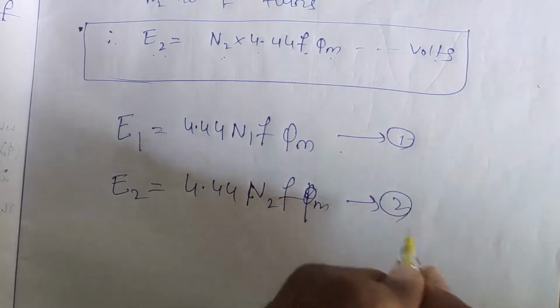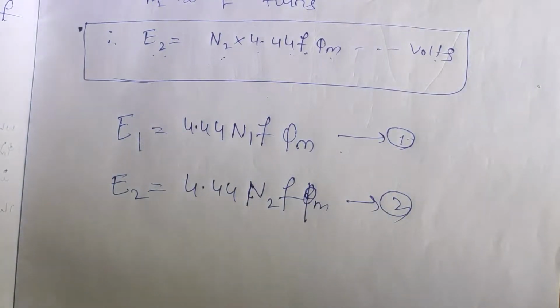So this is the EMF equation of the transformer. We have to write two EMF equations. The first one is E1 is equal to 4.44 N1 frequency flux. Similarly for E2, 4.44 N2 frequency flux. That is the second. These things we have to write while deriving the EMF equations.